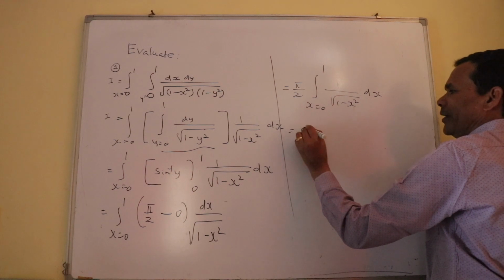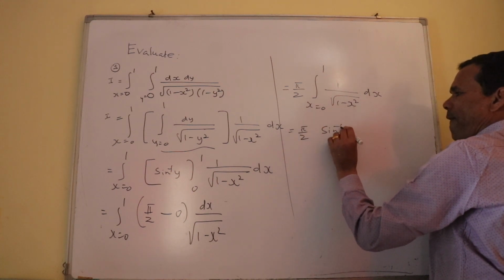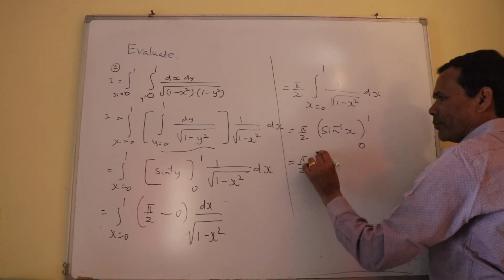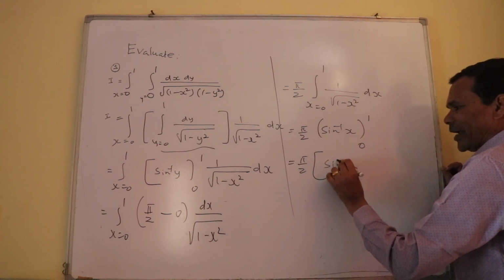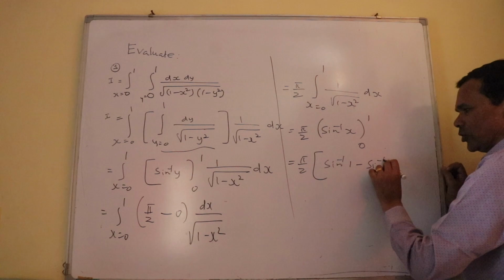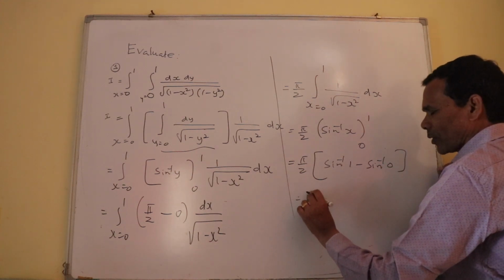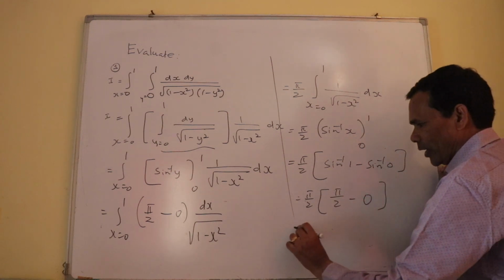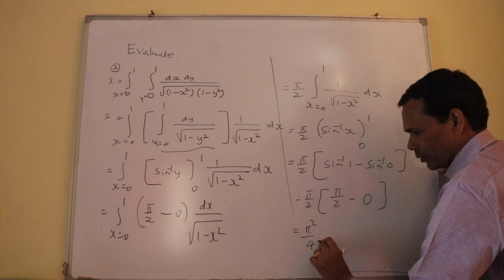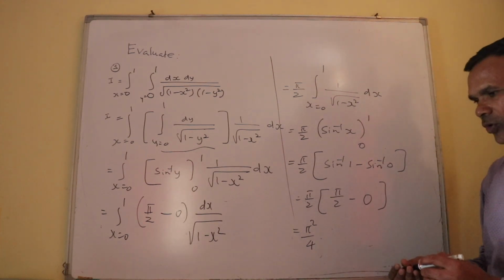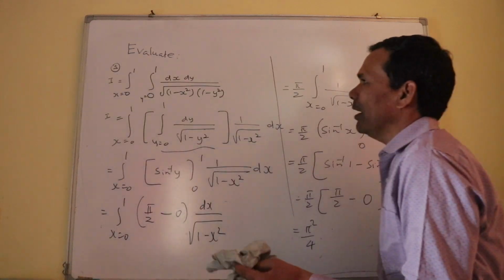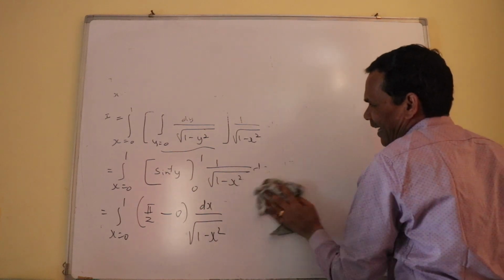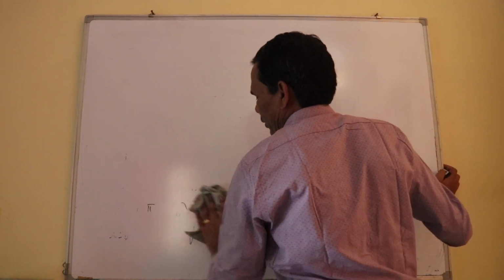Now integration of this, again it is sine inverse x, limits applied 0 to 1, so pi by 2 times sine inverse 1 minus sine inverse 0. The value of this is pi by 2, and this is also pi by 2, minus 0. So the answer is pi square upon 4 is the value of this integral. Likewise we can evaluate some more integrals of this particular type. These are elementary problems on double integration.